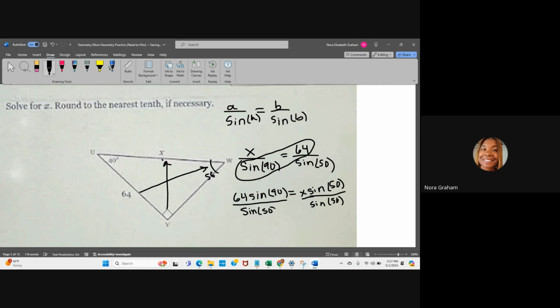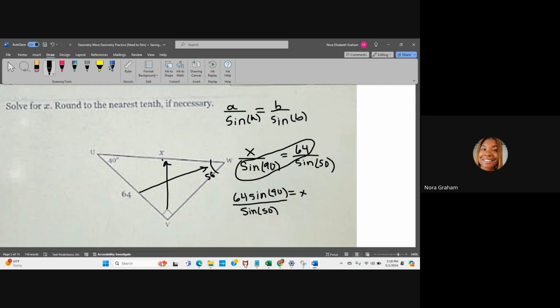And then after we do that, notice I can cross these out. Okay, those cancel out. And just for time's sake, I'm going to go ahead and erase that so I don't have to rewrite the whole thing again. I get x is equal to 64 times sine of 90 over sine of 50.